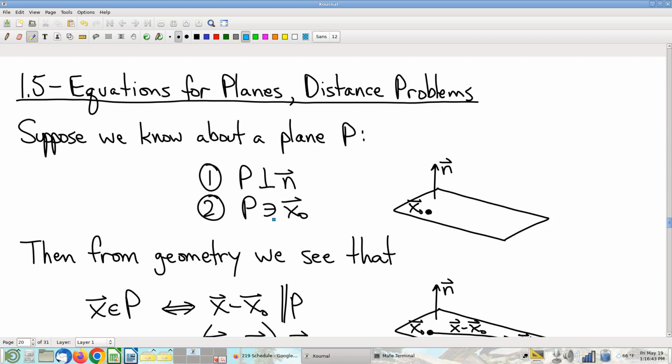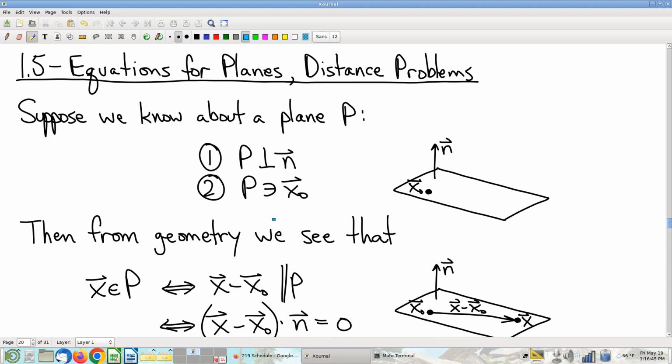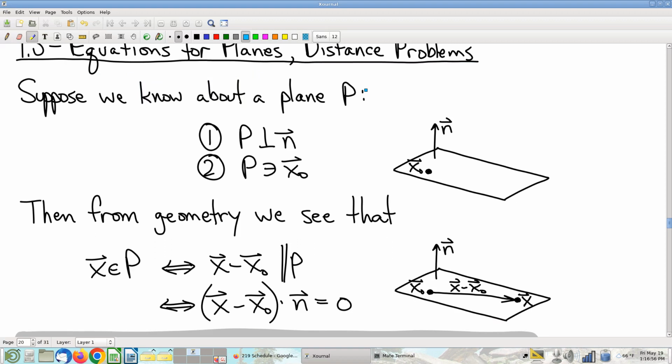Okay, so moving on, section 1.5, we're talking about equations of planes and related matters. So first, let's get the equation for a plane done. This is a straightforward little calculation. But let's suppose that I have a plane given, and let's see here.